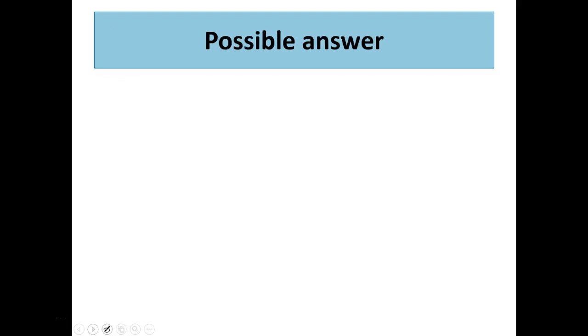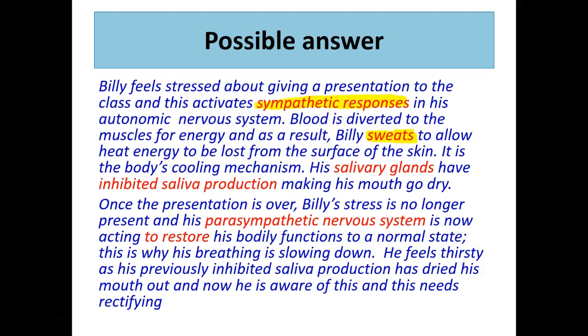So let's have a look at an answer. Here's the one I prepared earlier. So let's have a look at this possible answer. Billy feels stressed about giving a presentation to the class and it activates his sympathetic response. Blood is diverted to the muscles for energy and as a result Billy sweats. So we're making sure we're picking up the key terms in our answer. His salivary glands have inhibited his saliva production, making his mouth go dry. So explaining why these behaviours happened.